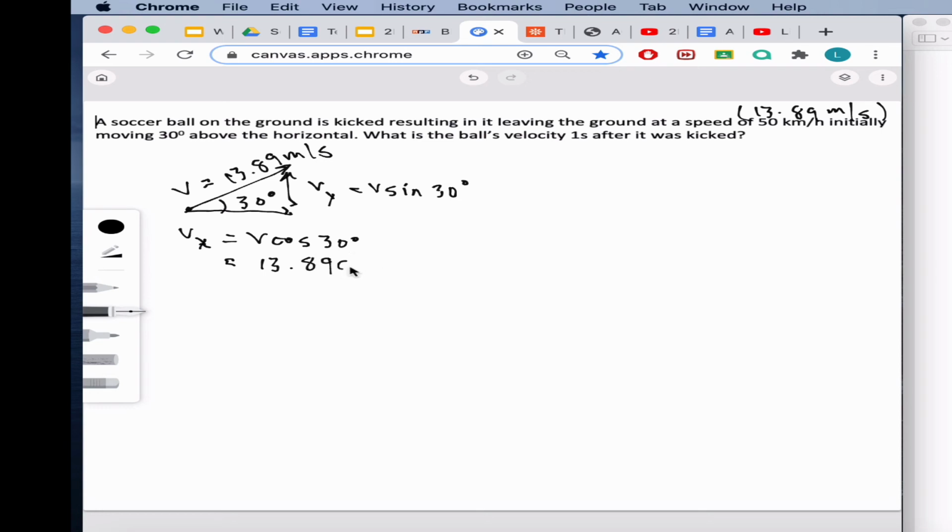If we substitute in our values for v, 13.89, times the cosine of 30 degrees, we get a value of a horizontal component of velocity equal to 12.025 meters per second. And likewise, we can solve for the vertical component of velocity, v times the sine of 30 degrees gives us an initial vertical velocity of 6.945 meters per second.